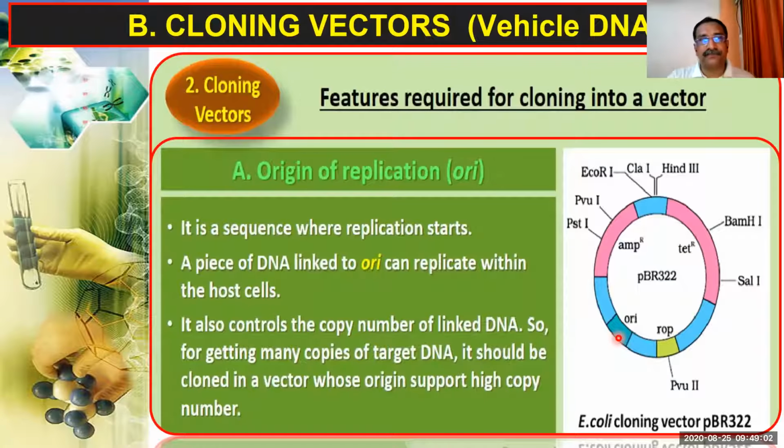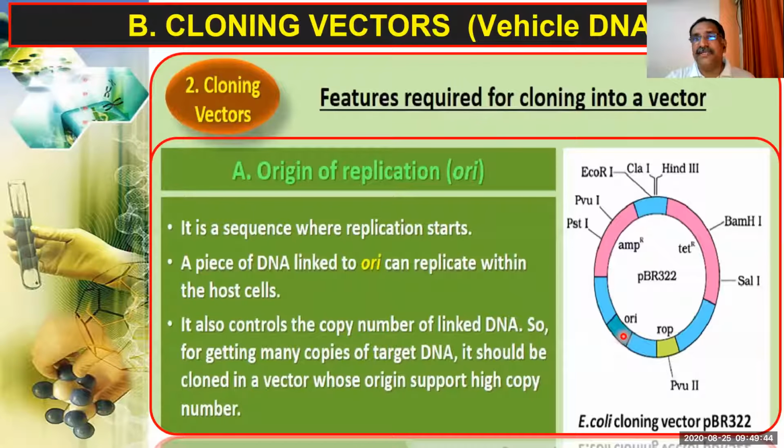Now, if you link any foreign DNA to this origin area, then when this DNA divides, the plasmid multiplies and replicates, and the gene which you inserted will also divide. So the origin has various roles. One, this is the point from where the replication starts. Second, if you link any foreign DNA or foreign gene to this area, when the plasmid is dividing, that foreign gene is also going to divide.